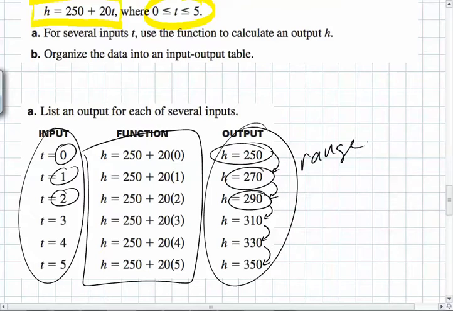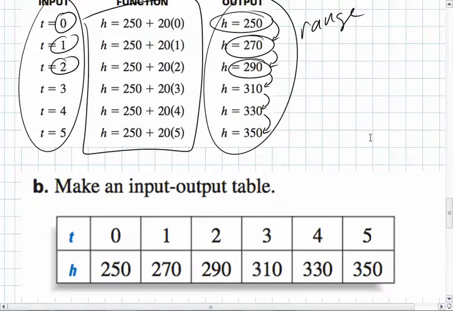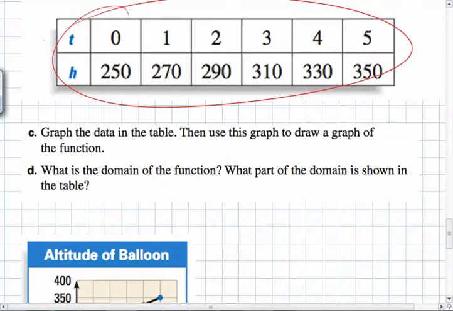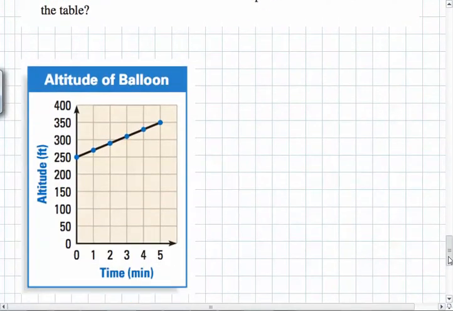Now you could organize it in a table. Here it is. It's a lot easier to write all the information out this way. You don't have to write t multiple times. You don't have to write h multiple times. Everything is really clean, neat, and easy. You could then be asked to graph the data in the table. You could use this graph to draw a graph of the function. So we're going to take these points right here. So the first point is going to be 0, 250. Second point is 1, 270. And you end up plotting a function that looks just like this.